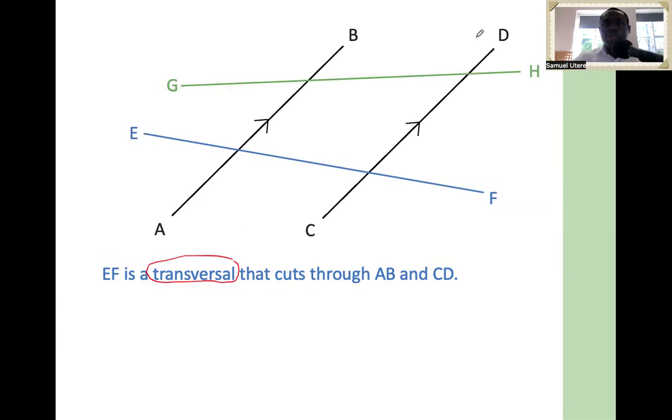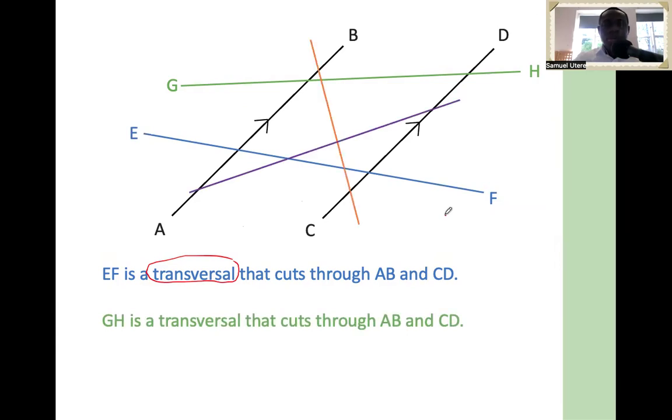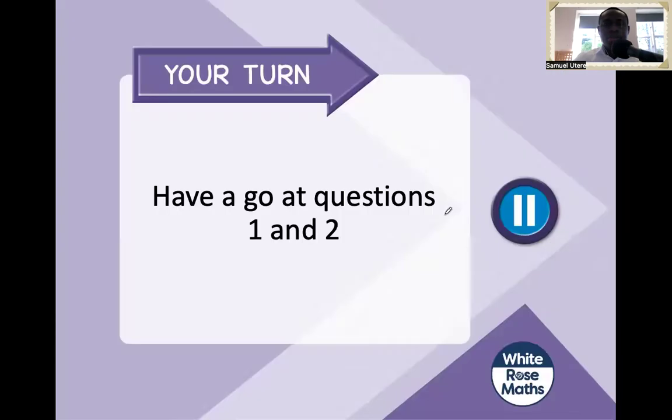GH is a transversal that cuts through lines AB and CD. And these are other transversals.